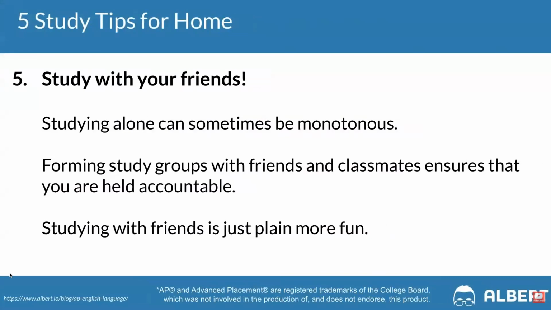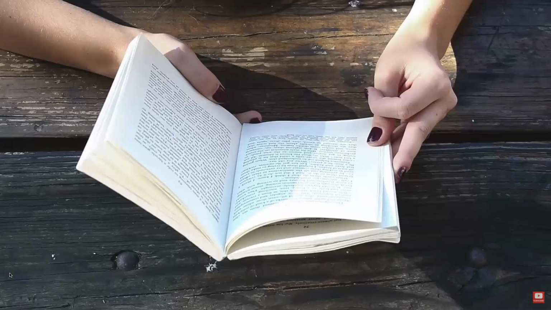Tip number 5 when studying at home is to study with your friends. Studying alone can get a little bit monotonous, and so having a group of friends to work through some practice questions or some free responses can be a great way to get some different perspectives in answering the same exact question.